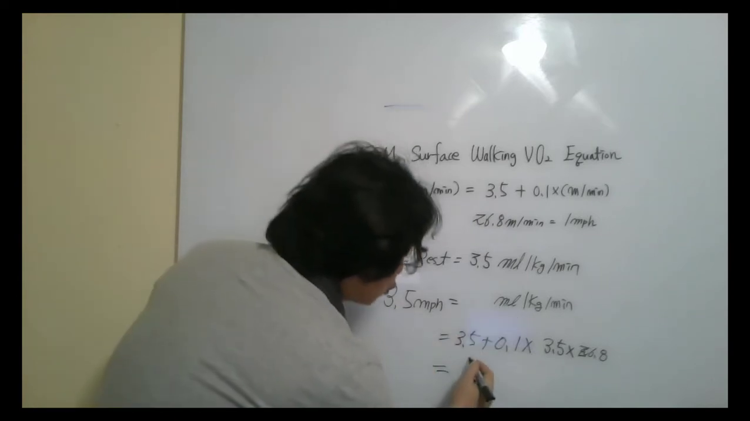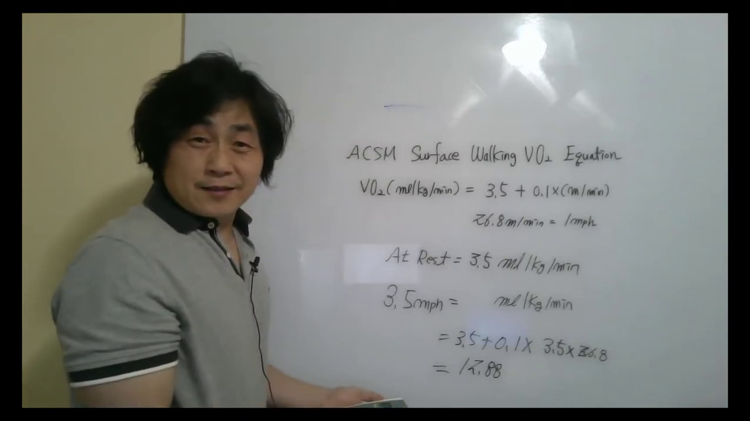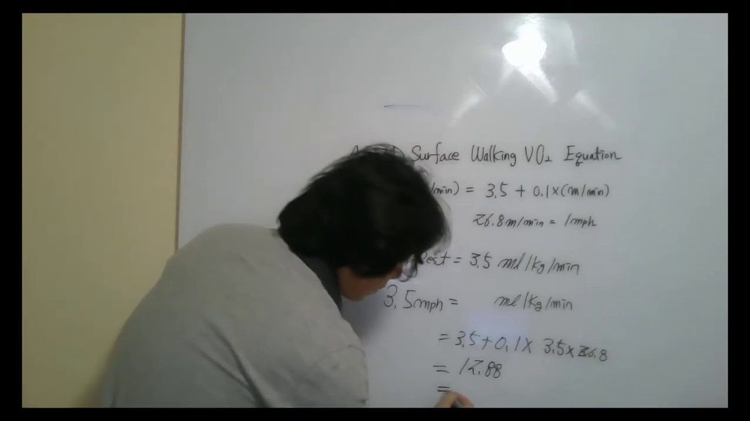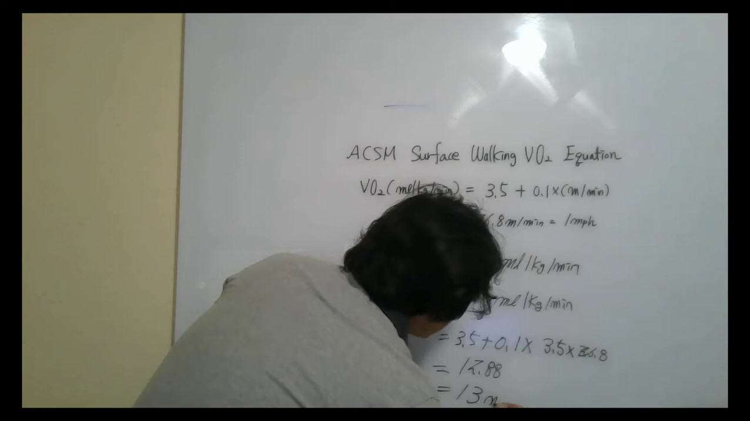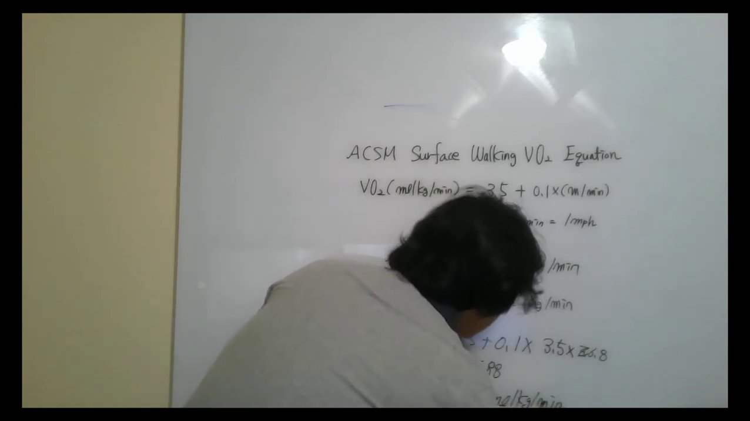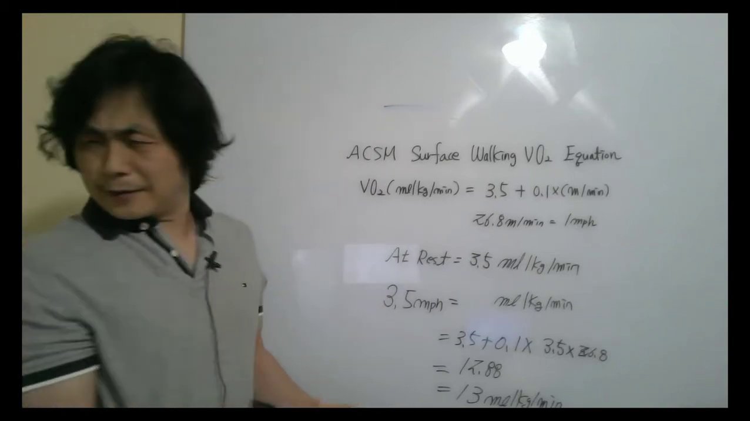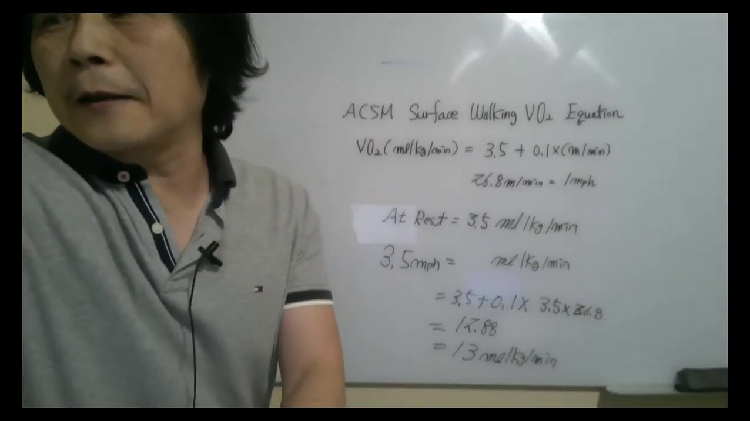So that is 12.88. Just using zero decimal places, how about like this: 13 milliliters per kilogram per minute. Does it make sense?